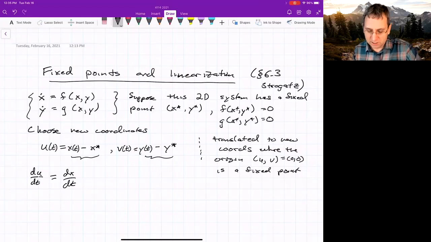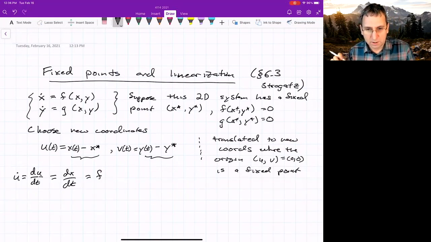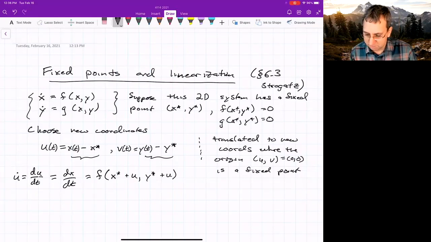So that means when you take du dt, it's the same as dx dt, but we'll use a Taylor series expansion, right? So if we write du dt equals dx dt, we'll write that as u dot. Well, this will be f, but now we're going to write, instead of x and y, we'll substitute in how you would write x in terms of u and x star. So this is f of x star plus u and y star plus v. All right, that's just by substituting in this change of coordinates, but rewriting x equals u plus x star and flipping it around. So now we do a Taylor series expansion.